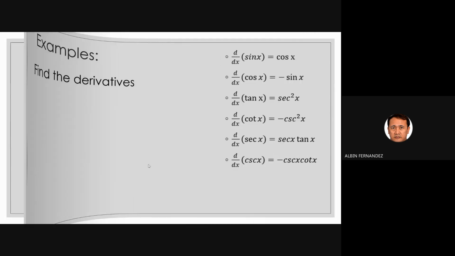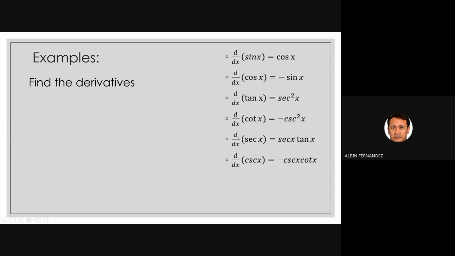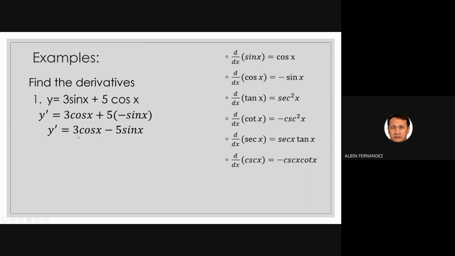And then for the third set, we have the examples for the trigonometric functions. y equals 3 sine x plus 5 cosine x. So this one is again a sum rule where each term represents a constant multiple. Here we have 3 and 5. So the derivative of sine is cosine. The derivative of cosine is negative sine. You just have to replace them. So you have 3 cosine x plus 5 times negative sine x. Again, this will simplify to 3 cosine x minus 5 sine x.